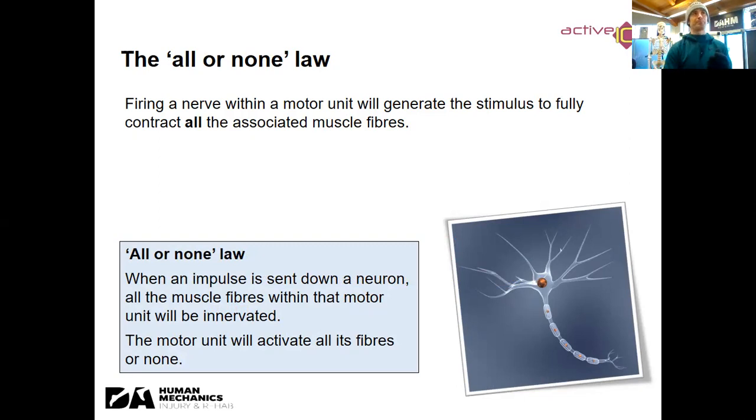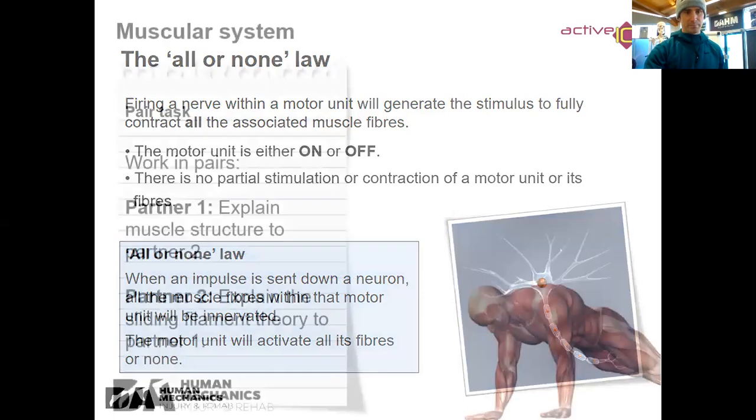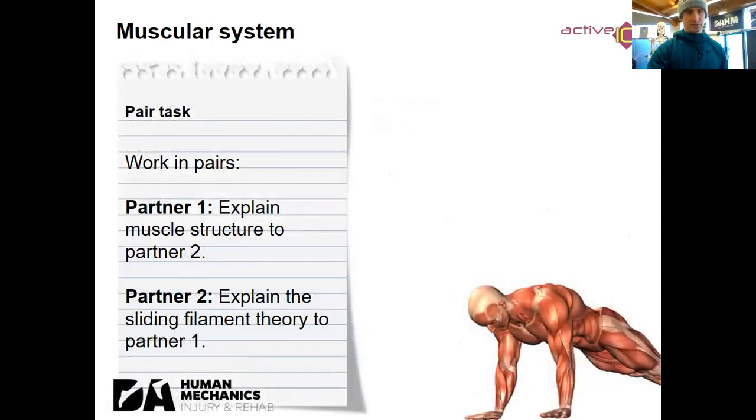Sorry, let me take that back. You have a signal to the motor unit to say on or not. But we have lots of motor units that help create a full muscular contraction or not. I feel like I've confused that a little bit, but we can chat about this anyway. A motor unit is either on or off. We talked about that. There's no partial stimulation. Okay, perfect.